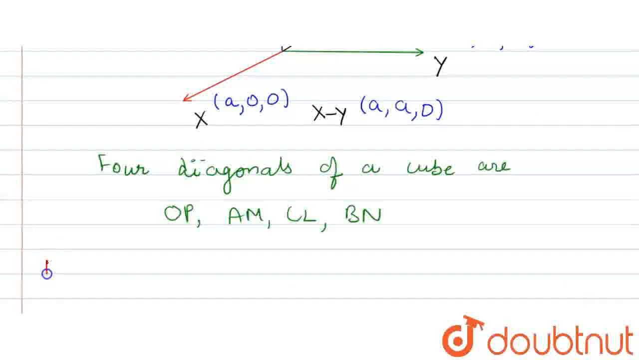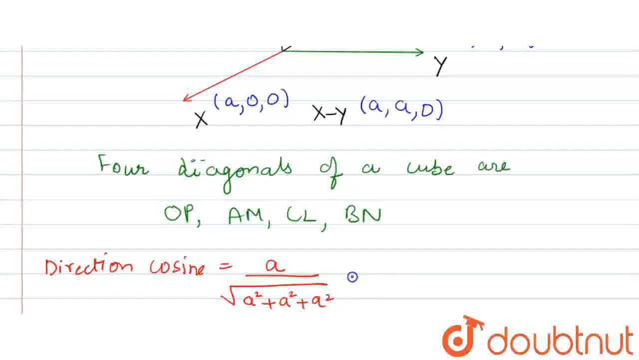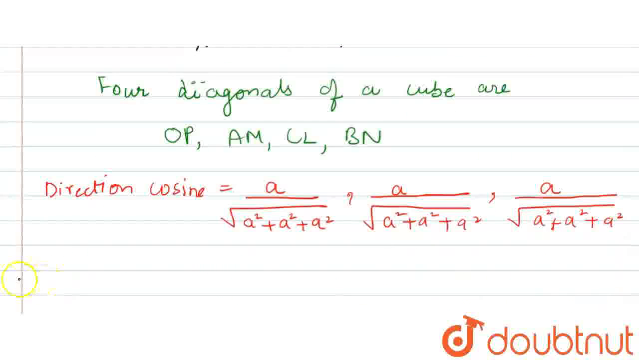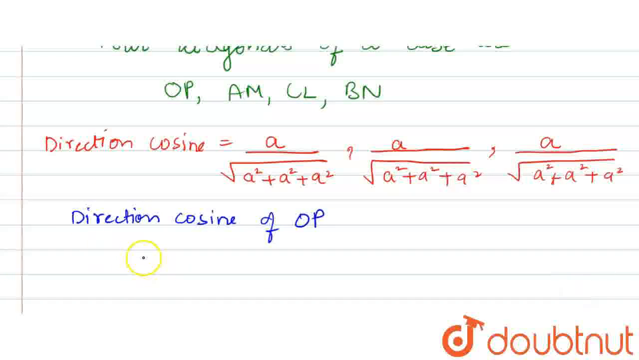Now we will find the direction cosine of each diagonal. So the formula of direction cosine is A by under the root A square plus A square plus A square. Let us first find the direction cosine of diagonal OP. The points on OP are A, A, A. So its direction cosines will be, taking A as 1, 1 by root 3, 1 by root 3 and 1 by root 3.